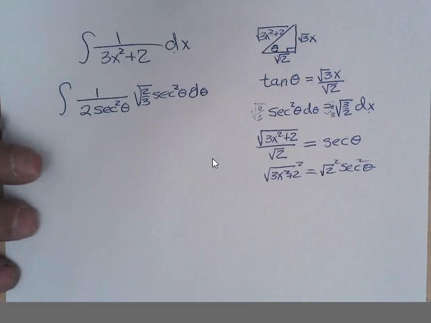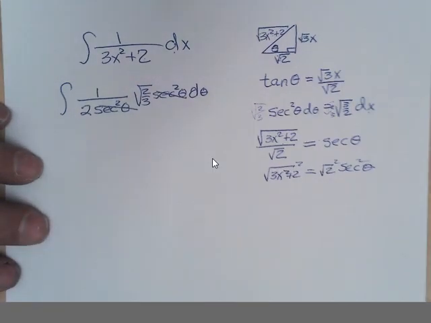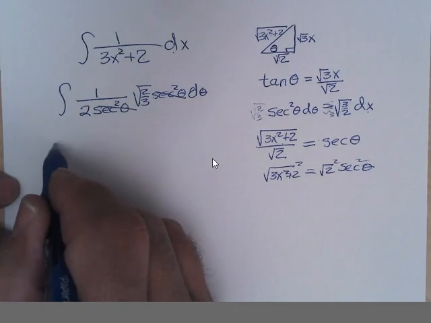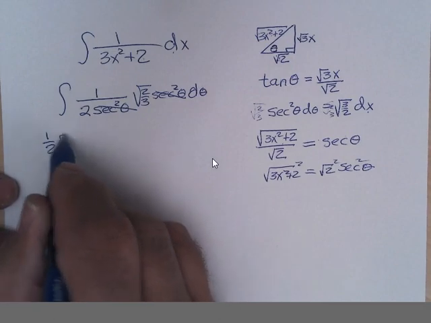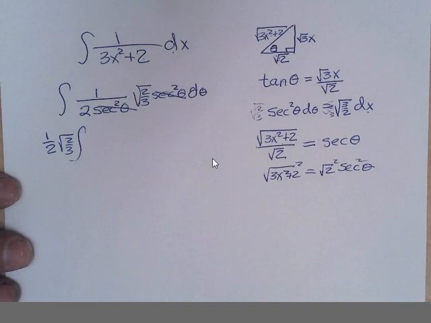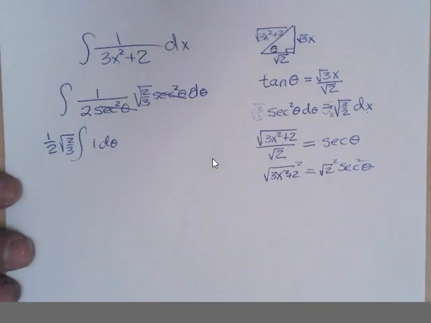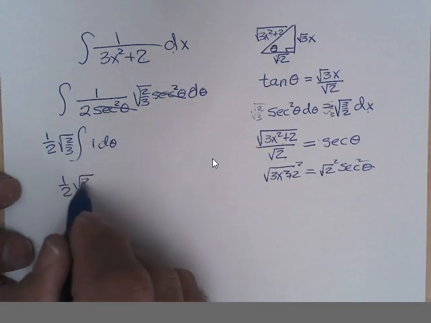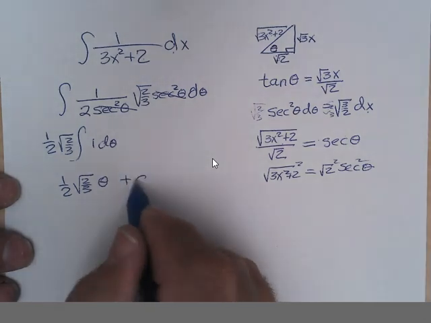And they don't always turn out this well, but this one, the secant squareds completely cancel. The constants pull out, and I get 1/2 times the square root of 2 over 3 antiderivative of 1 d theta, which is 1/2 square root of 2 over 3 theta plus c.